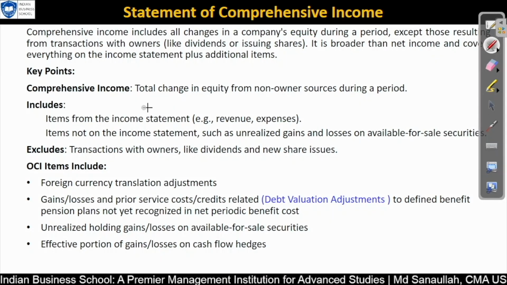Key point: comprehensive income is the total change in equity from non-owner sources during the period. This simply means things like dividends and issuing shares are excluded. It includes items from the income statement like revenue and expense, which I already discussed, and items not on the income statement such as unrealized gains and losses. These are income items we cannot put into our income statement because they are not realized.